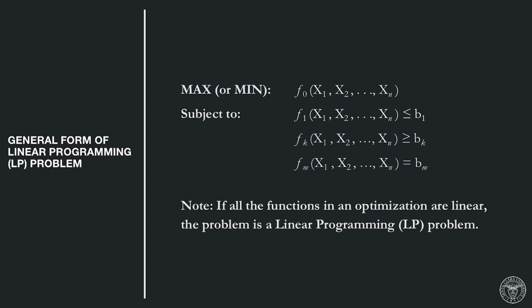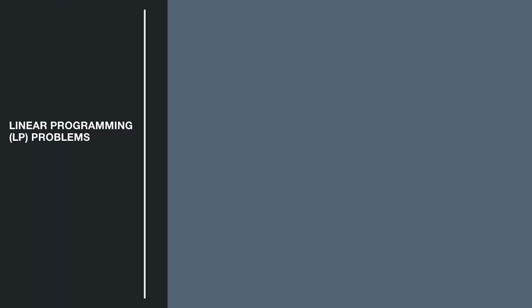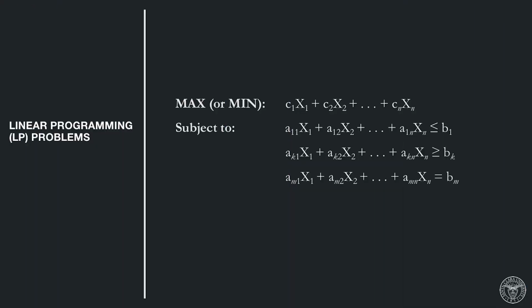If all these constraints and the objective function are in linear form, meaning all those equations are linear in the independent variables, then we call it a linear program. For example, instead of maximizing or minimizing f in a very complex form, you maximize or minimize c1 times x1 plus c2 times x2 plus, and so on, plus cn times xn, subject to constraints that are in linear form as well.